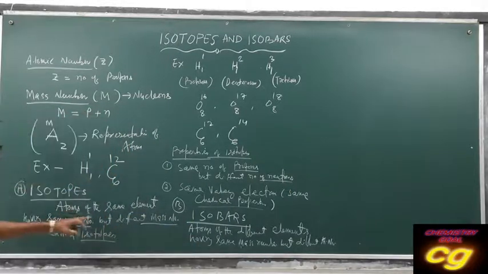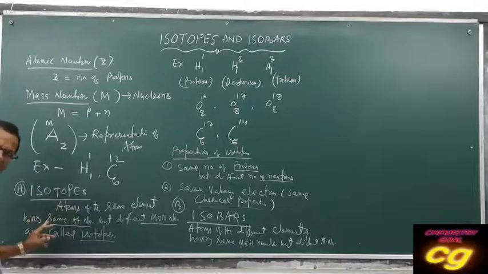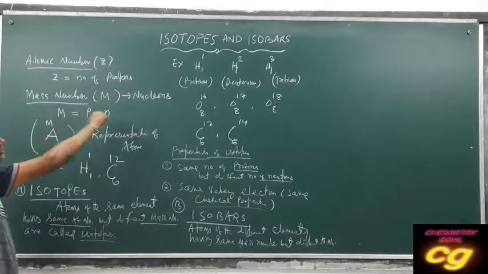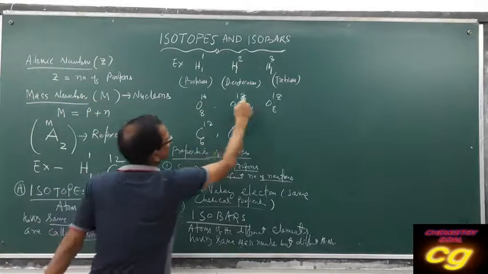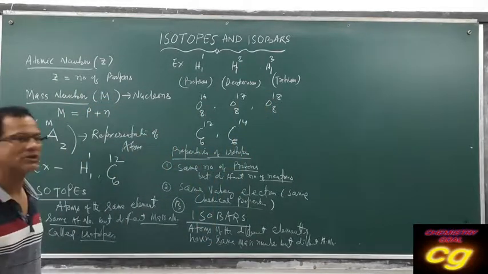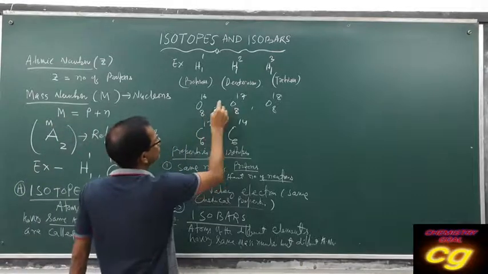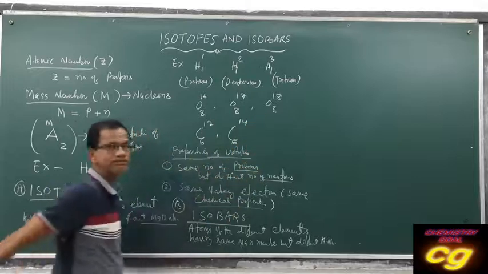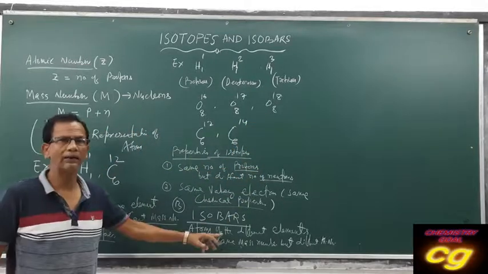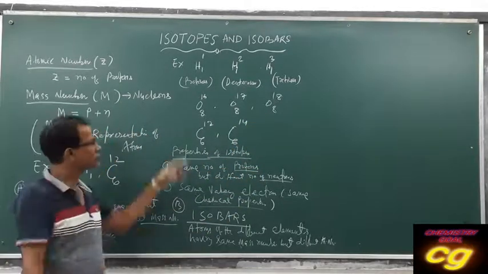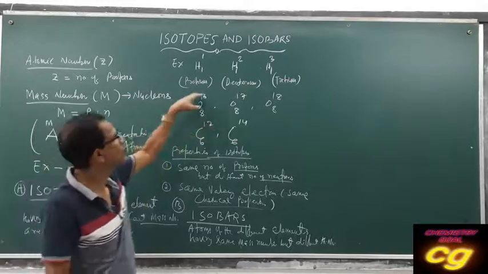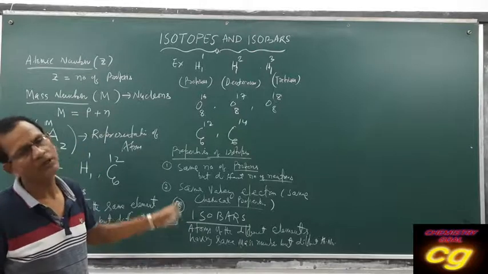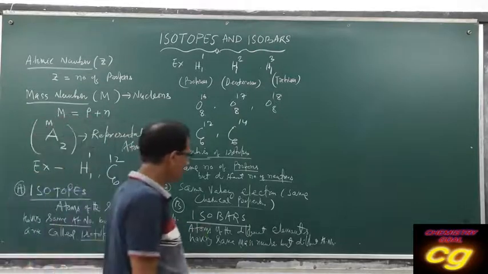Here in isotopes, atomic number is the same but mass numbers are different. Means the subscript number. This is a subscript. Superscript numbers are different for isotopes, but subscript numbers are the same. But in isobars, the subscript numbers are different but superscript numbers are the same. So same mass number, but different atomic numbers.